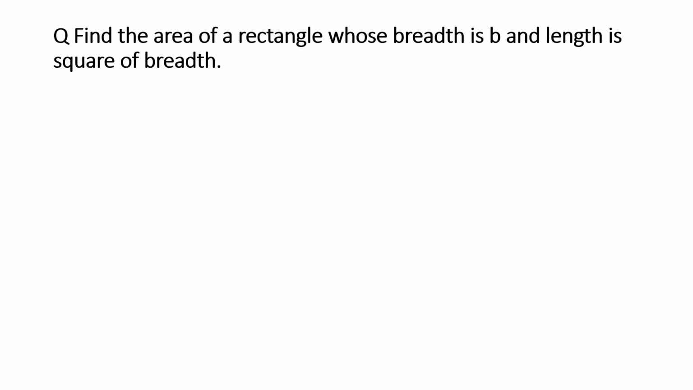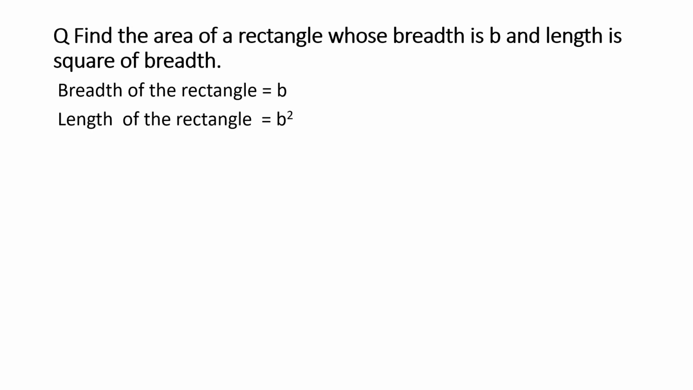The next question: find the area of the rectangle whose breadth is B and the length is the square of the breadth. We all know that the area of the rectangle is length into breadth, but in this question the breadth is given as B and the length is given in relation to the breadth, that is the square of the breadth. The breadth of the rectangle is B. Now the length will be B square because it is given that the length is the square of the breadth.